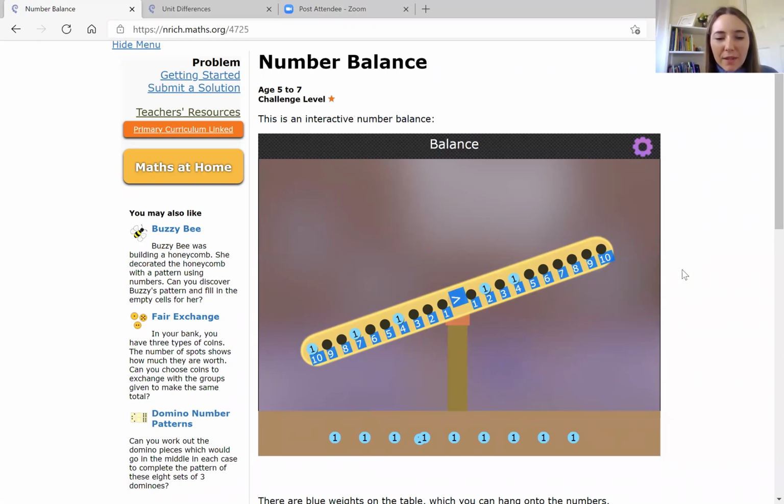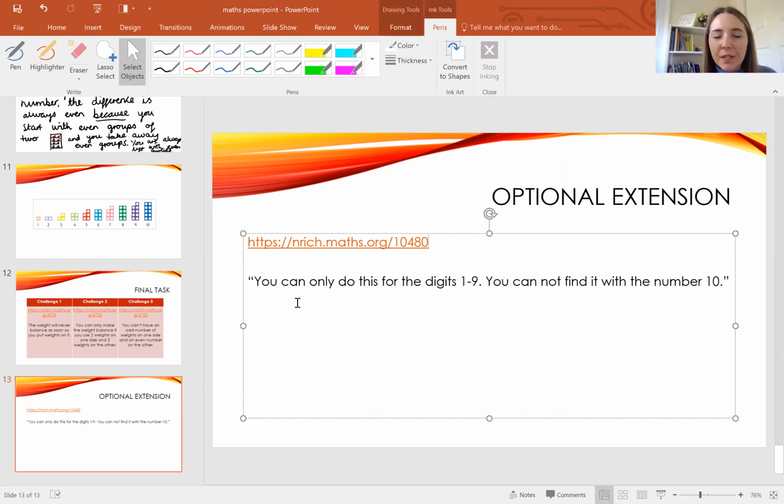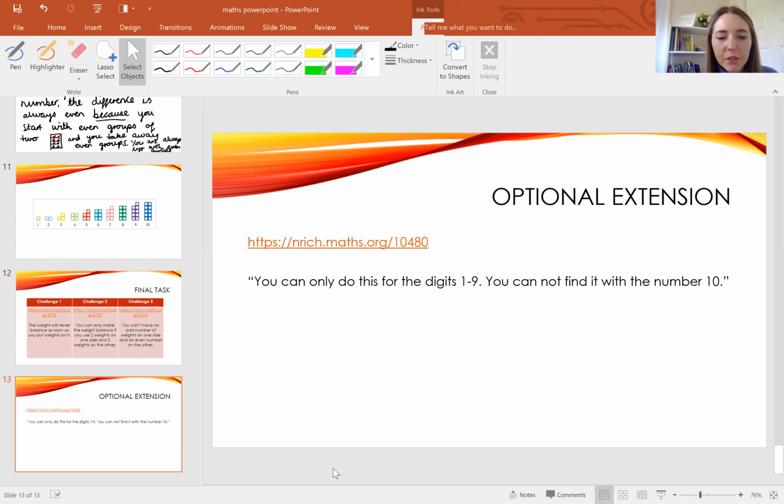And once you've had a go at that, if you want to, there is an optional extension as well. That means you can have a go at it if you want to at the end of the lesson. You don't have to. It's if you feel that you've got time and you want to extend your thinking a little bit more. And you're going to go to this webpage and you're going to think about, you can only do this for the digits 1 to 9. You cannot find it with the number 10. So let me show you what that looks like so you understand what to do.